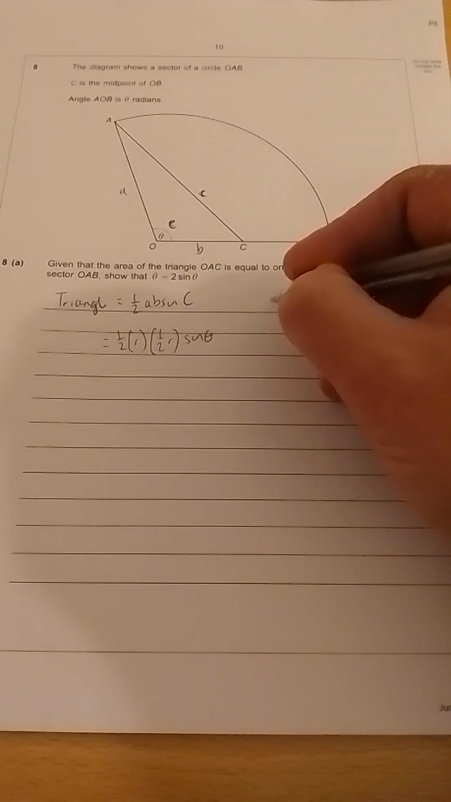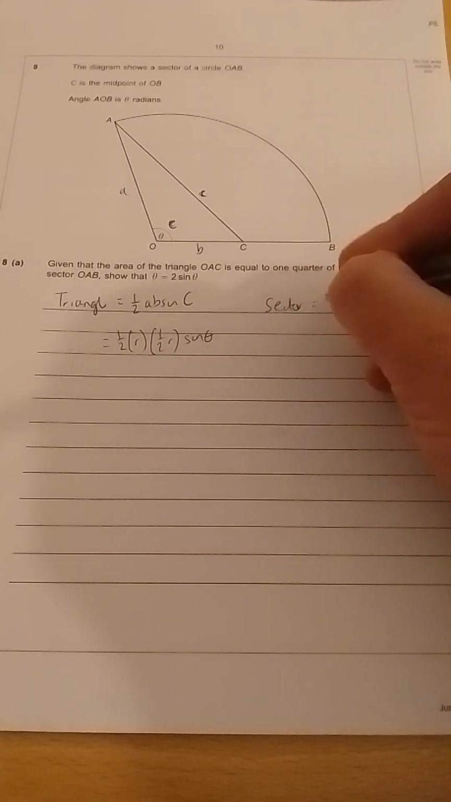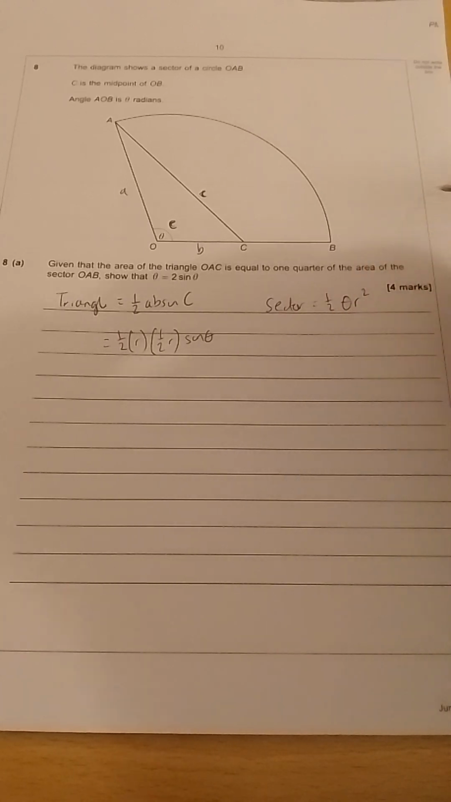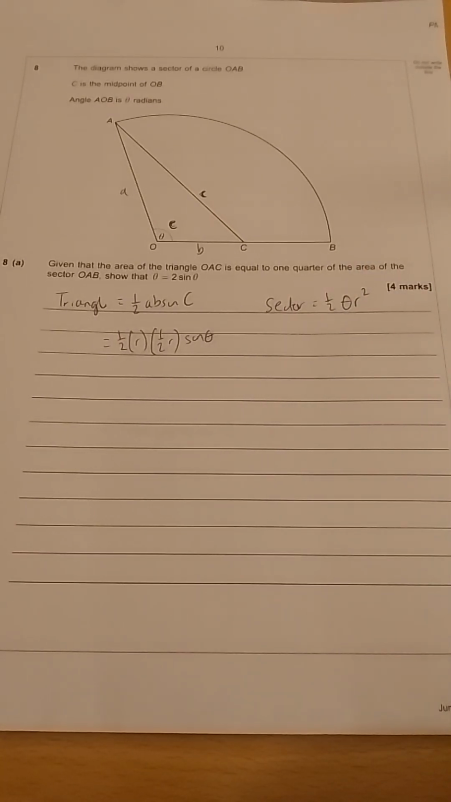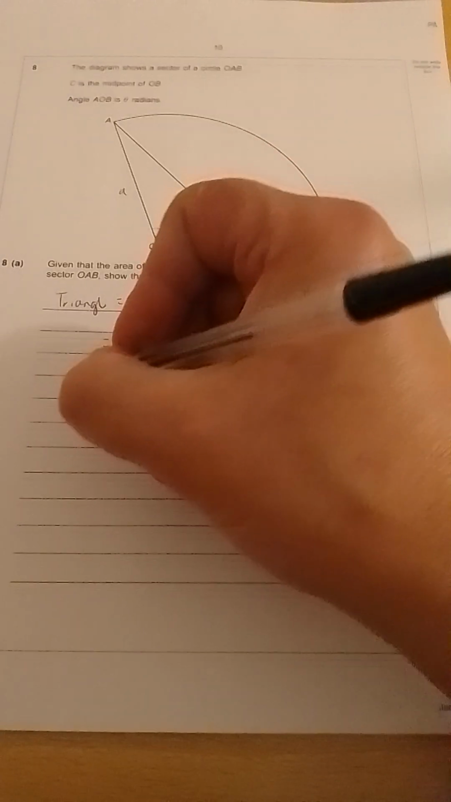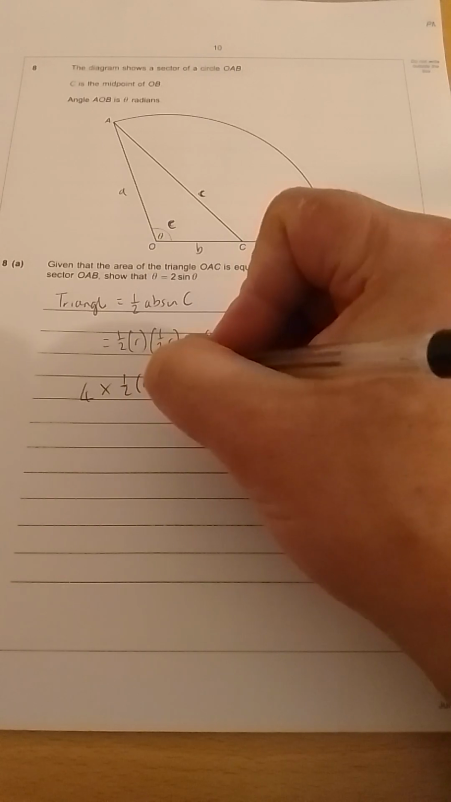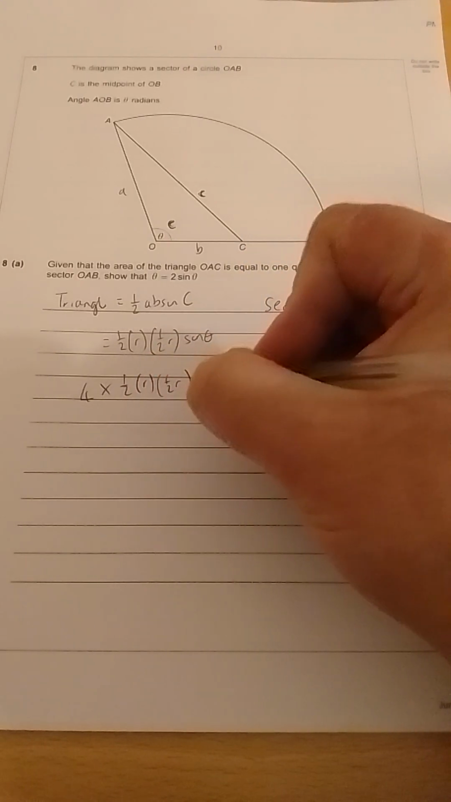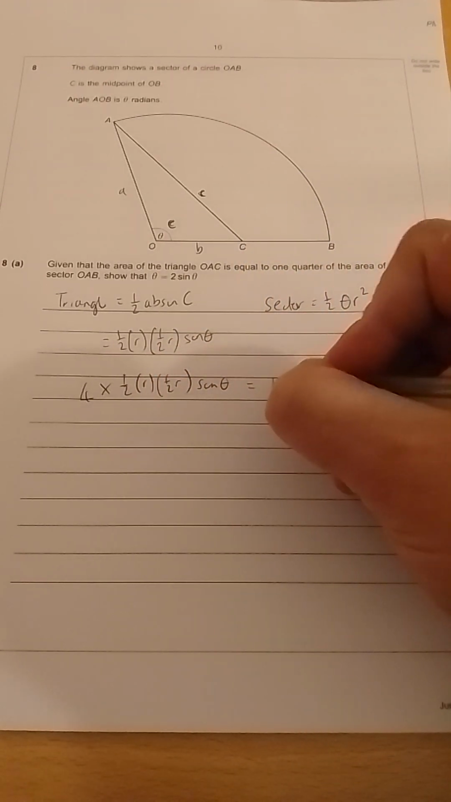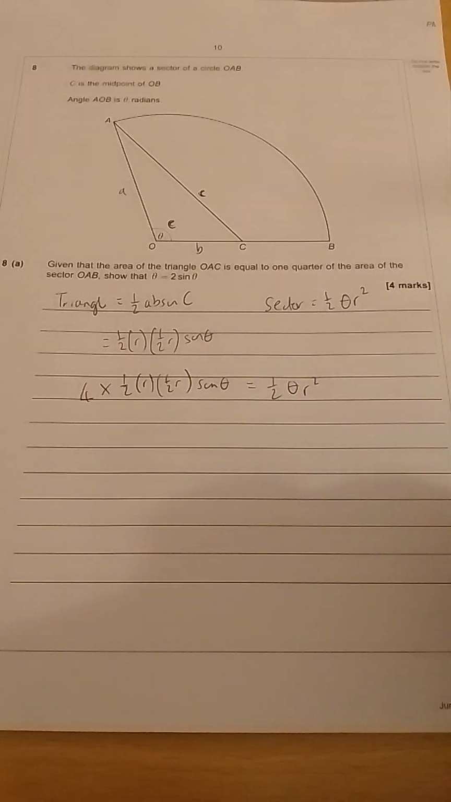The area of the sector is given by the formula half theta r squared, provided, of course, that the angle is measured in radians. Now, we know that the sector is 4 times as big as the triangle. So, in other words, 4 times half r sine theta is equal to half theta r squared.